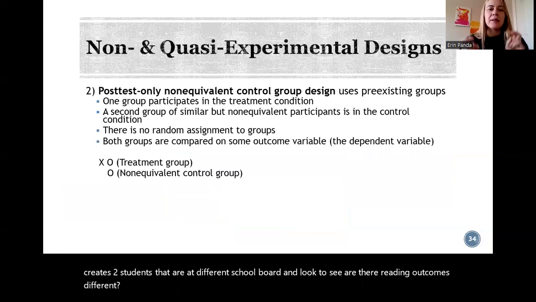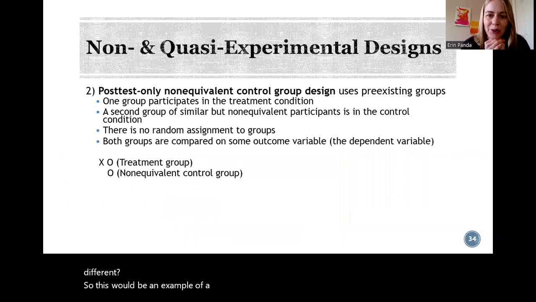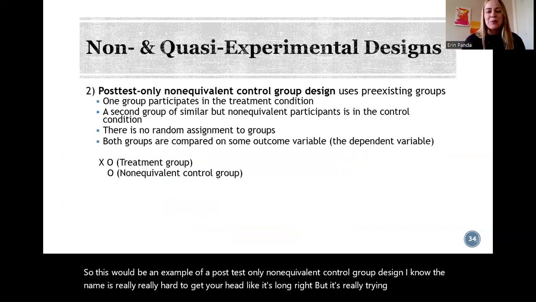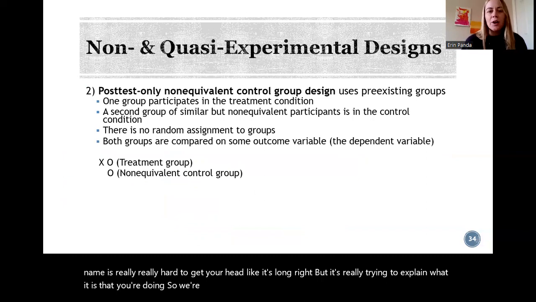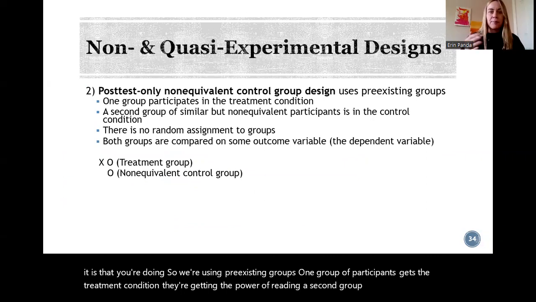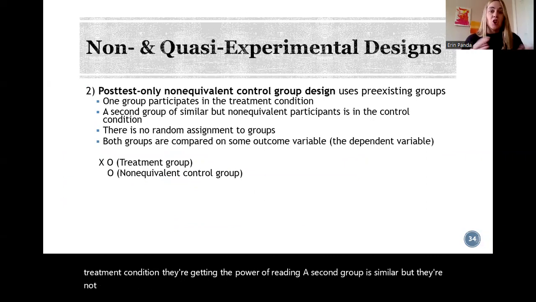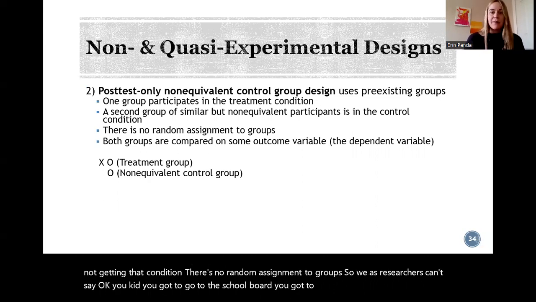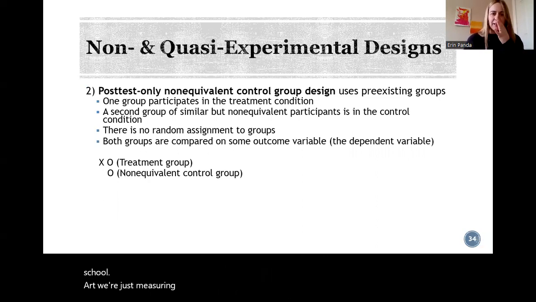This would be an example of a post-test only non-equivalent control group design. I know the name is really hard to get your head around, it's long, right? But it's really trying to explain what it is that you're doing. We're using pre-existing groups. One group of participants gets the treatment condition, they're getting the Empower Reading. A second group is similar, but they're not getting that condition. There's no random assignment to groups. So we as researchers can't say, okay, you kid, you go to this school board, you go to that school board. We're just measuring these groups as they exist in the real world.